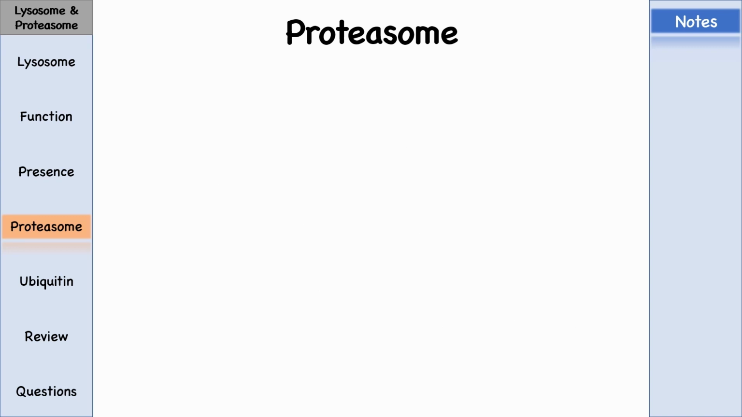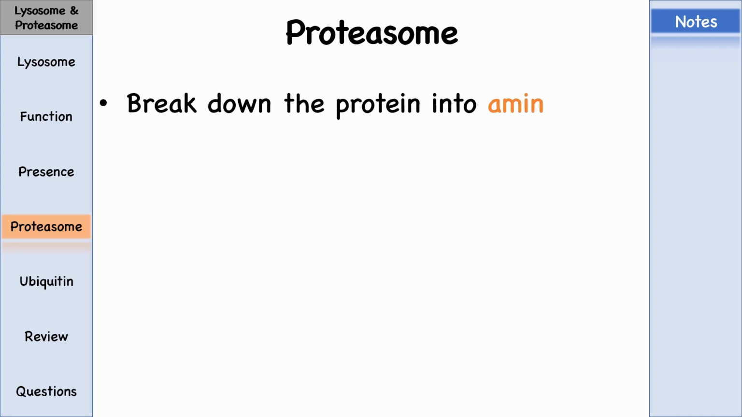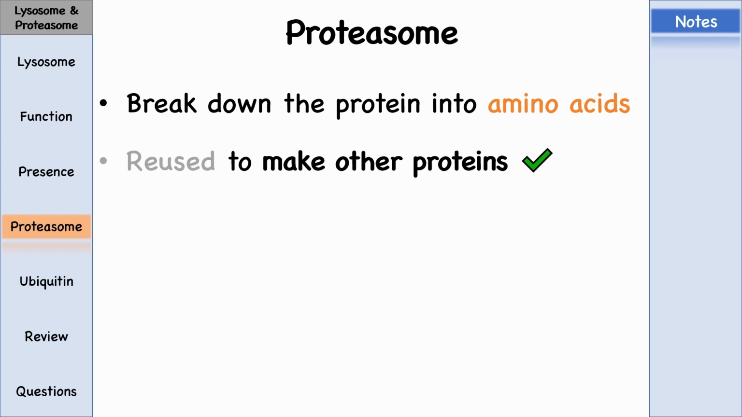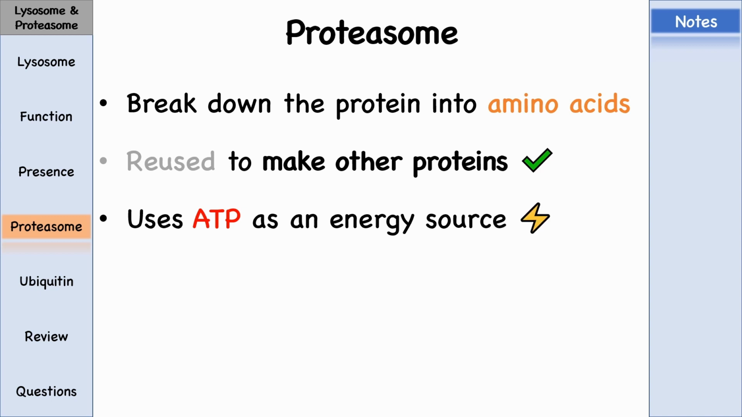Proteasomes break down the proteins into amino acids, which are then reused to make other proteins. It is also important to know that the proteasomes use ATP as an energy source to accomplish their process.